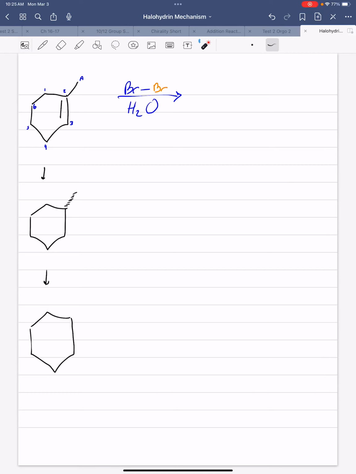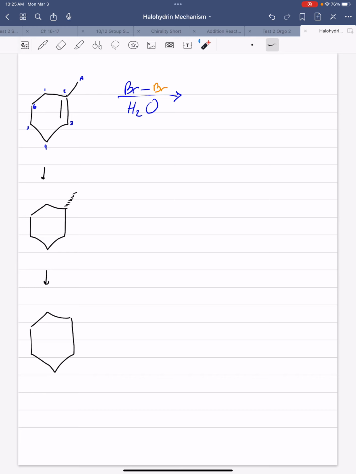Okay guys, today let's talk about the halogenation of alkenes and more specifically a subset of bromination called a halohydrin formation. That's just a big mess of words that means we are adding Br2 over water, which ultimately is going to give us the addition of just a single bromine and a hydroxy ion in place of a double bond.